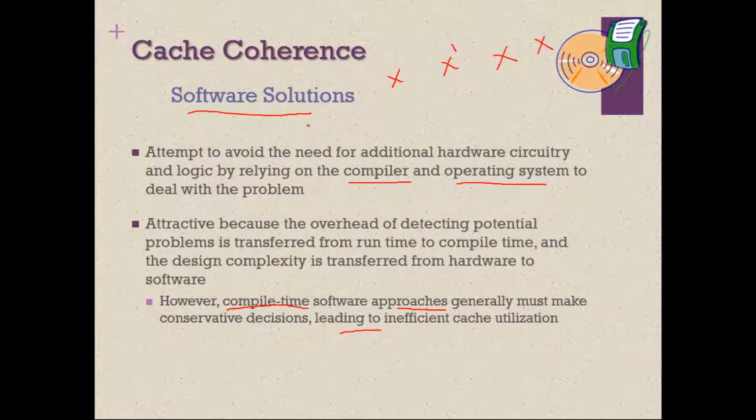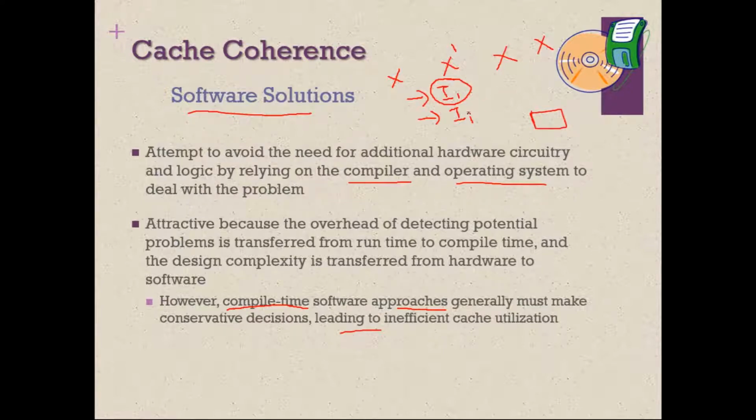So the software based approach, what it says is simply that for every instruction it will predict whether this instruction is likely to create a cache coherence problem or not. If there is a chance that this instruction is likely to create a cache coherence problem, then the compiler or the operating system will not allow this instruction to be cached. It will never be cached. It will be available only in the main memory. So as it is not cached, it won't create a cache coherence problem.